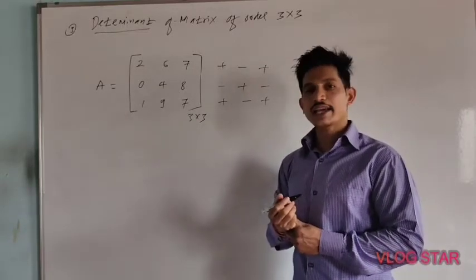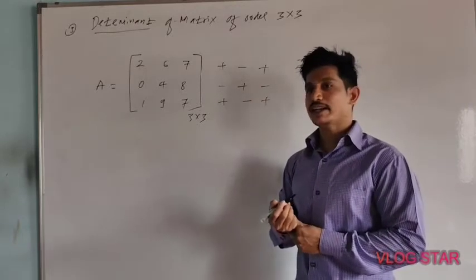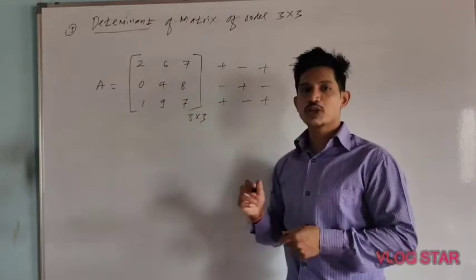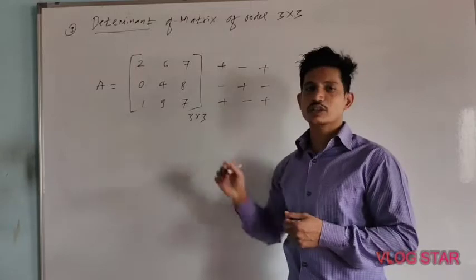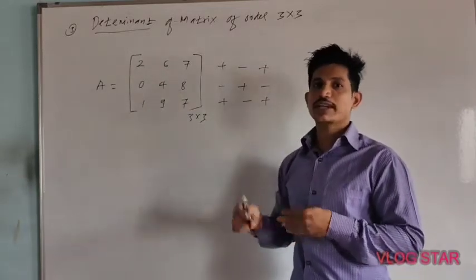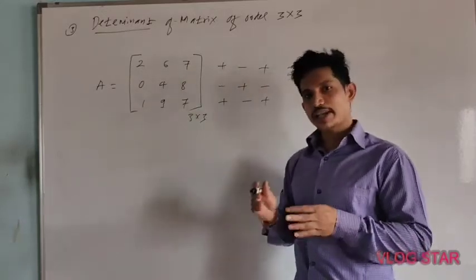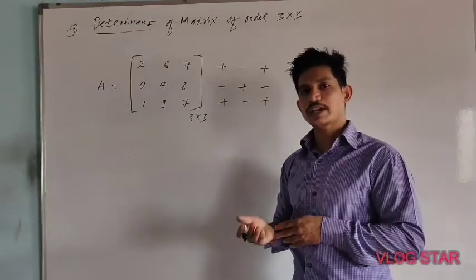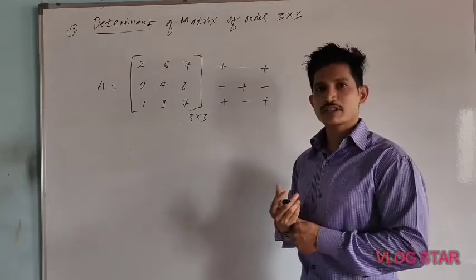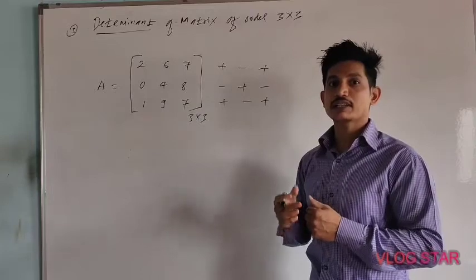So we can do it by expansion method. Expansion method. Okay, we can expand along the first row, we can expand using the second row, or we can expand along the third row. Okay, or we can expand using the first column, we can expand along the second column, we can expand along the third column also. By any column or by any row expansion we can do here in finding the value of a matrix. Okay, so let's see how to find the value of matrix by expanding the first row.